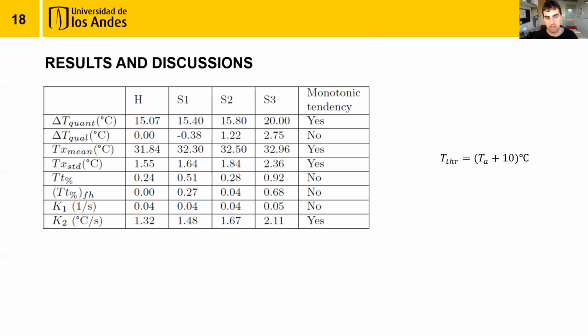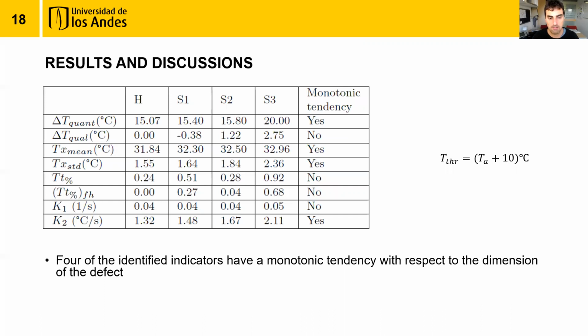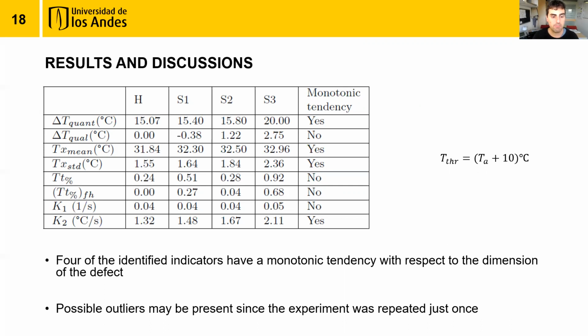To identify the potential of each of these as an indicator for the state assessment, we identified a monotonic tendency criterion. So we expect a monotonic tendency with the fault condition state of the bearing. We can notice that 4 out of 8 indicators present a monotonic tendency, showing potential in identifying the state assessment of the bearing. However, we may have possible outliers since we repeated the experiment just once. The objective of this work was just to identify potential indicators, while their validation is going to be left as future work.